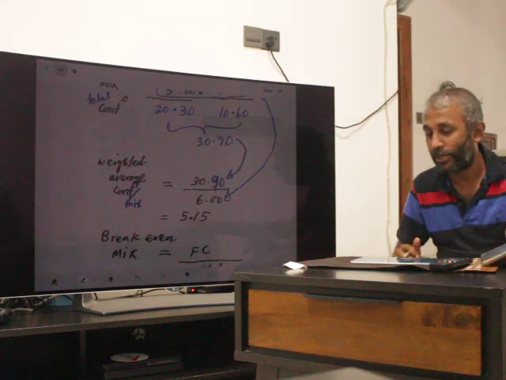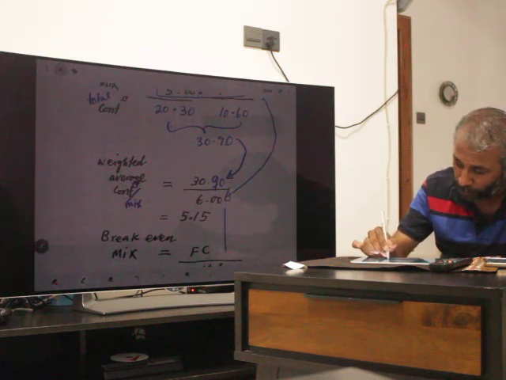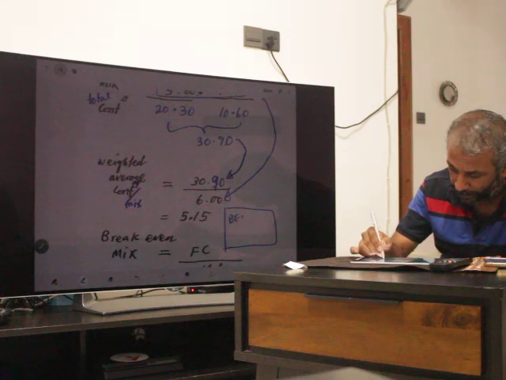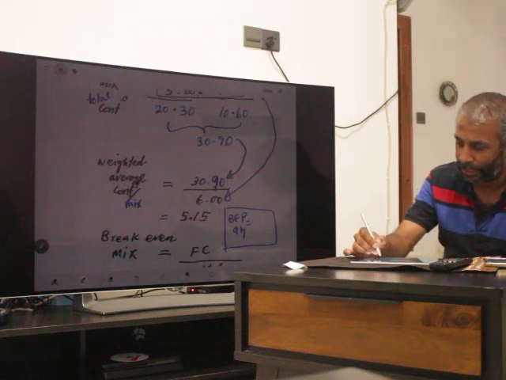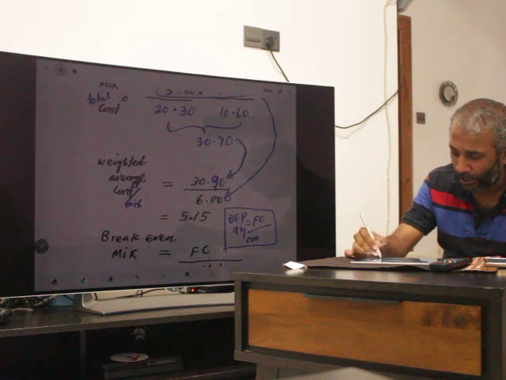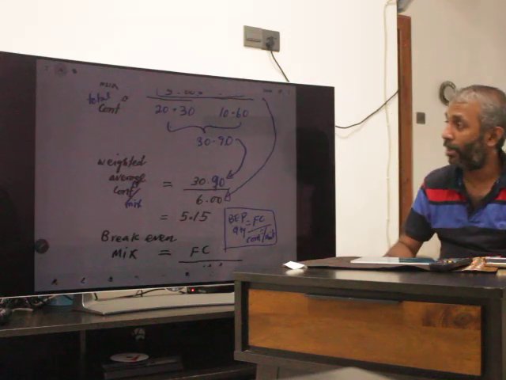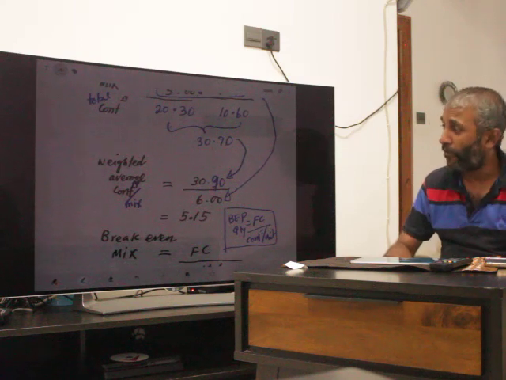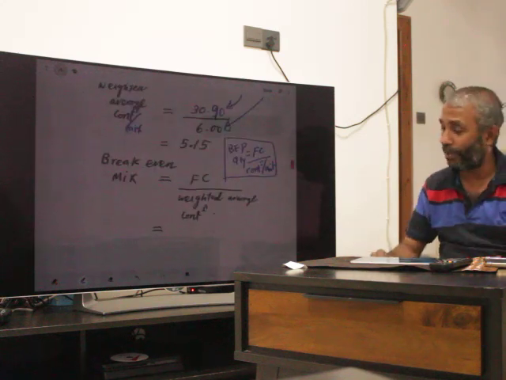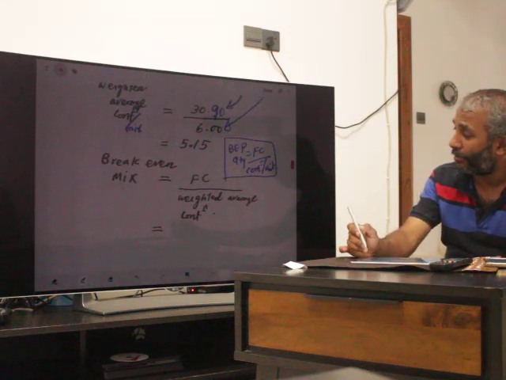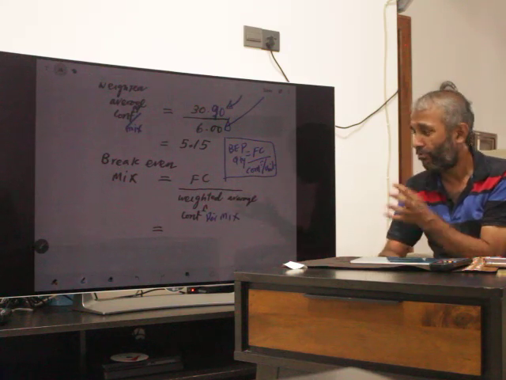The next step, we have to calculate the break-even in terms of number of mixes. I would like to recall here the break-even point in quantity. What is the formula? From my previous videos, I have given an equation: fixed cost divided by contribution per unit. Now here, instead of quantity, what we use is contribution per mix. Accordingly, the formula here is fixed cost divided by weighted average contribution per mix. So this is the formula we need to use. This formula is slightly new, but almost the same.